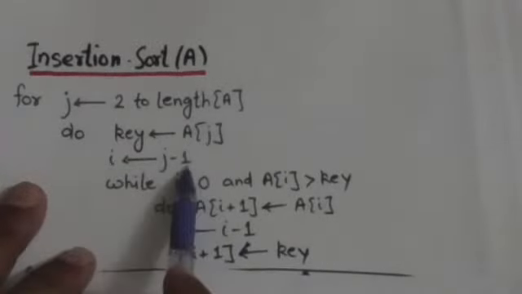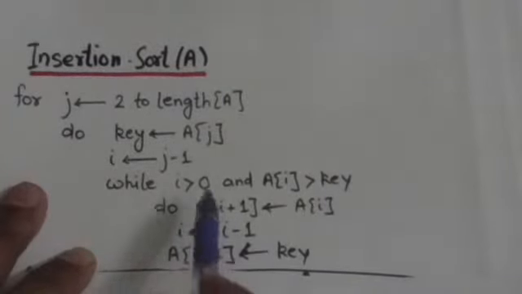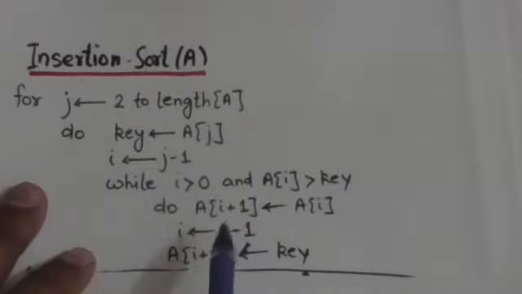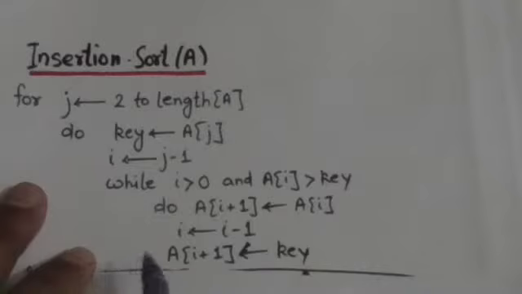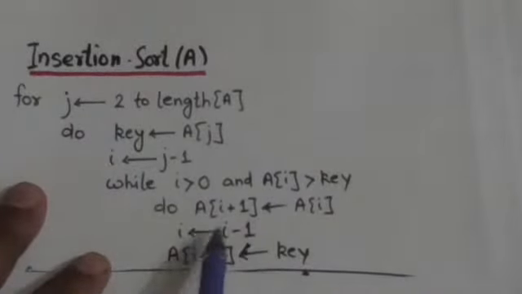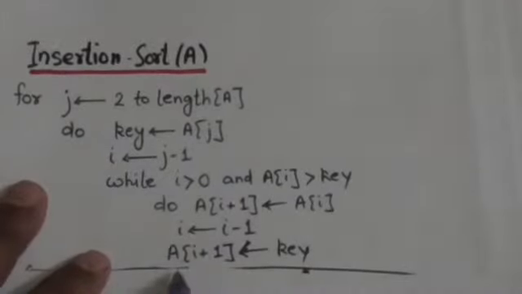Initially, the value of I is j minus 1. So first of all, the element which is at index j minus 1 is compared with key. Then the value of I is decreased in each pass, so that the next element of the array, which is at the left of the previous one, can be compared with key.